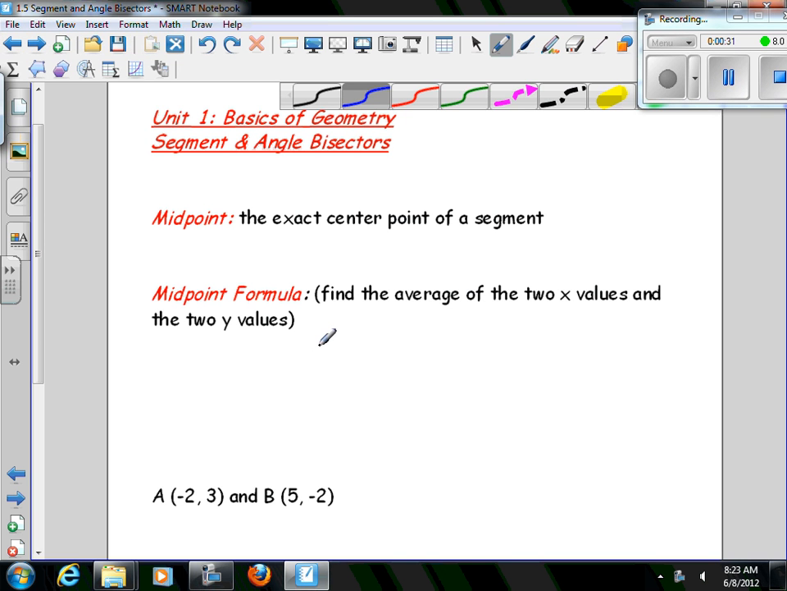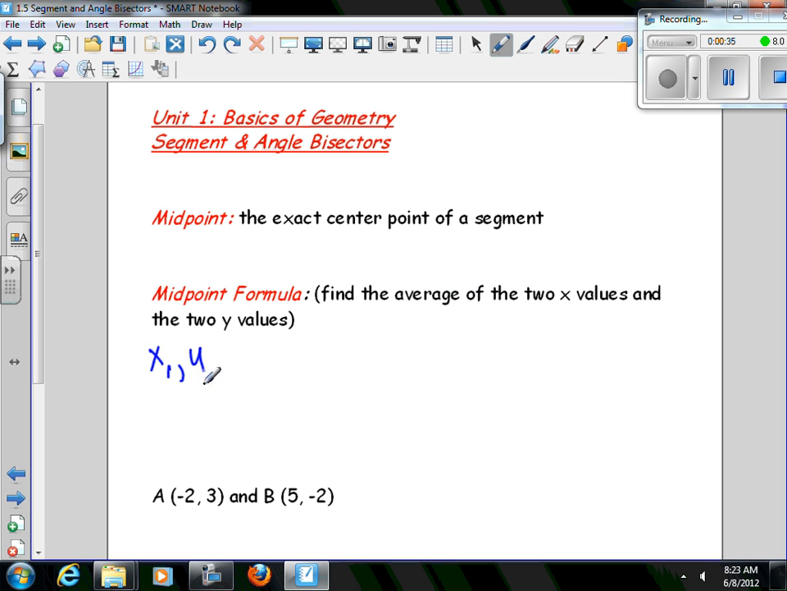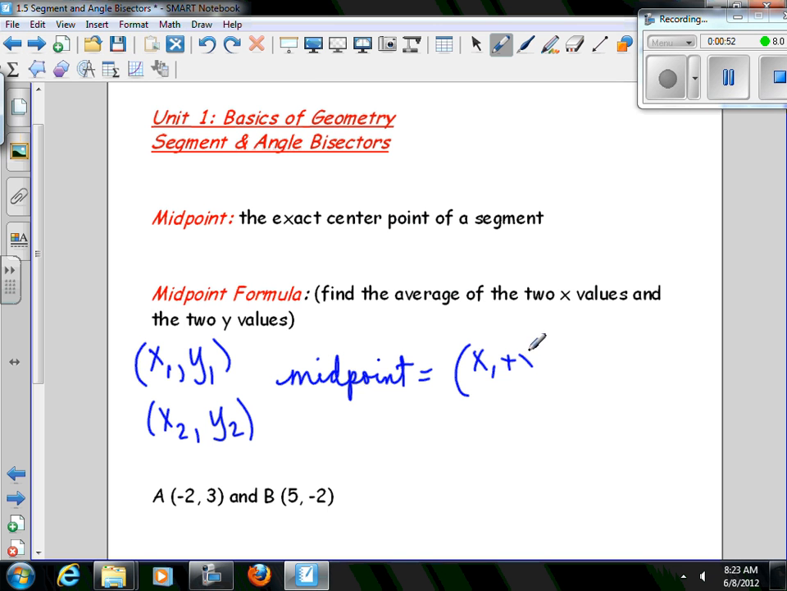And what this looks like is if your two endpoints are x1, y1, and x2, y2, your midpoint formula can be found by using x1 plus x2 over 2 and y1 plus y2 over 2.